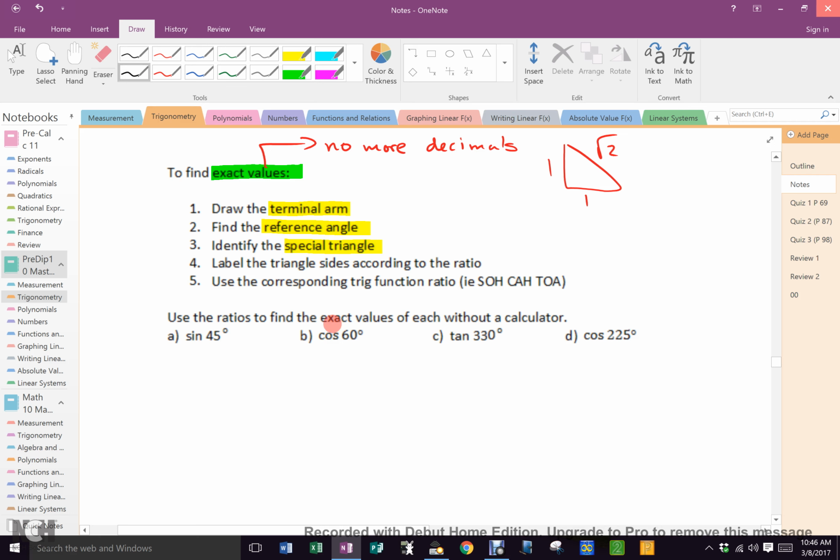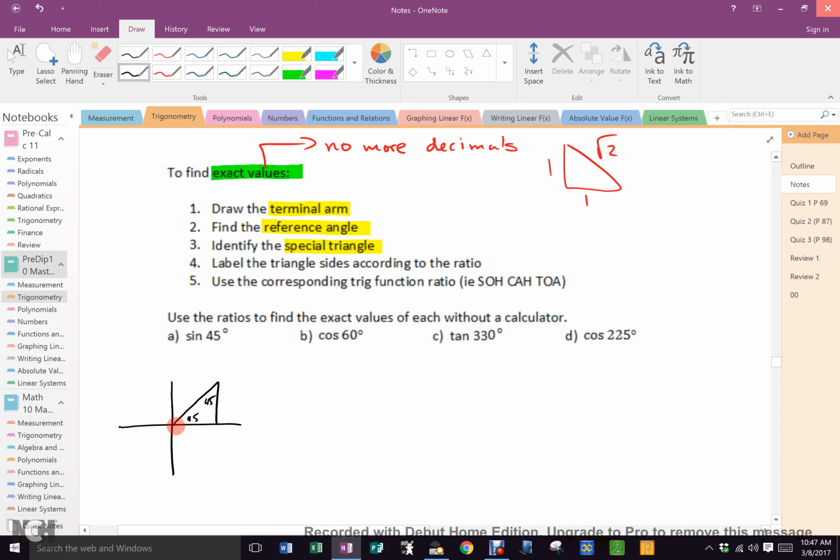So, remember, we want exact values, no calculator. Where's 45? Halfway through which quadrant, Karina? First one. There's 45. There's 45, correct? So, have we drawn the terminal arm? Yes, it's right there. Have we found the reference angle? Yes, it's 45 right there. Now I decide on the special triangle. What triangle is that? 45, 45, 90, right? So what do I know about this?